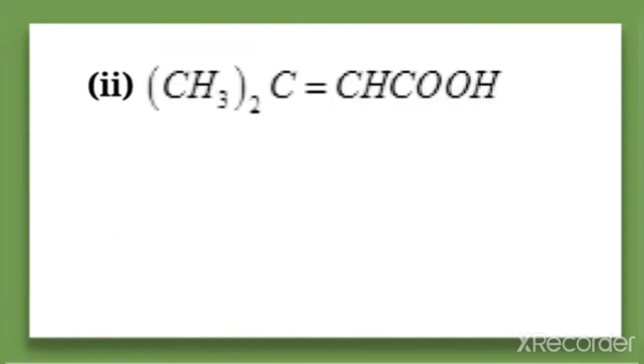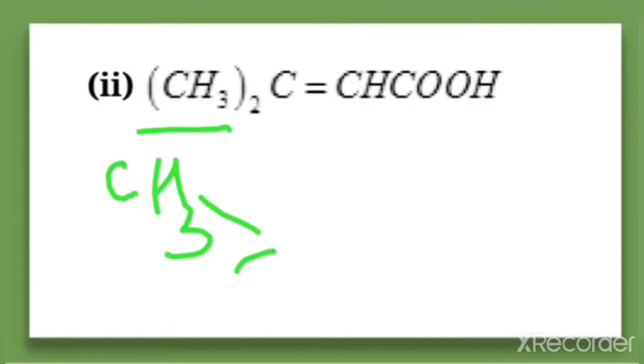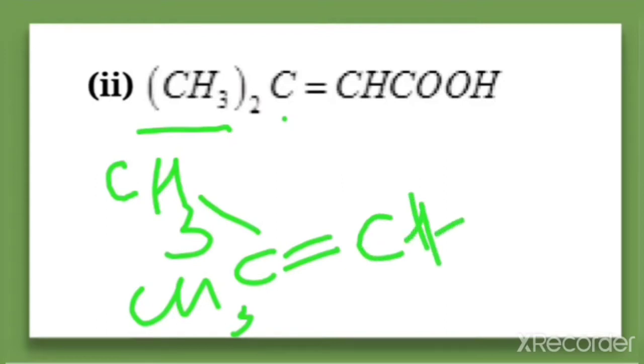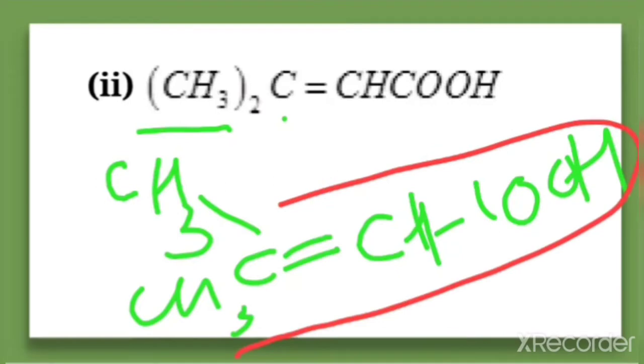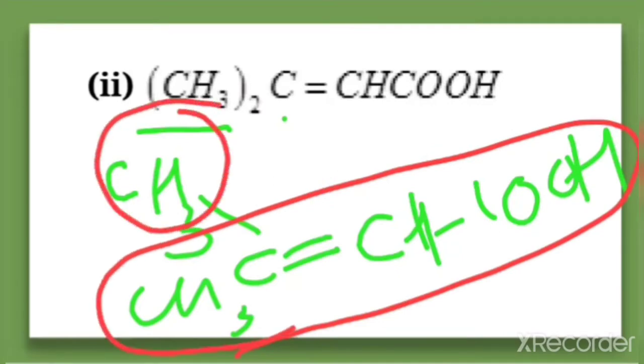Next example, that is (CH3)2C=CHCOOH. Something which is given in brackets twice or thrice, it is better to expand this one. So when we expand it, we can write this as CH3, and this is the carbon which has the double bond, CHCOOH. That is what is actually given here. So here, which one is the main chain? This one is the main chain, and this one can be taken as a substituent.